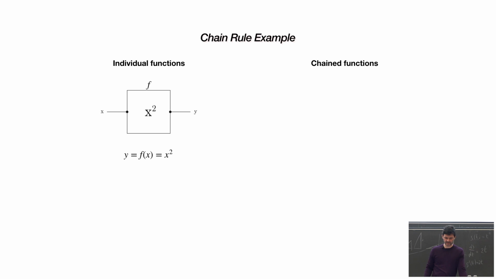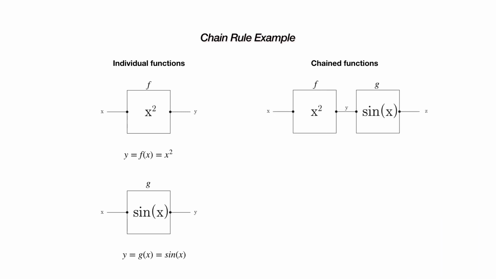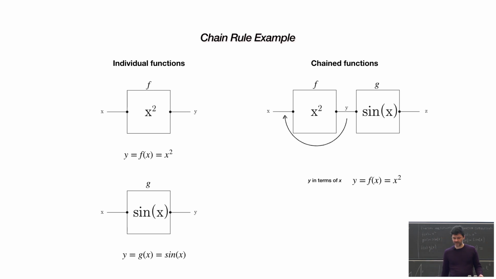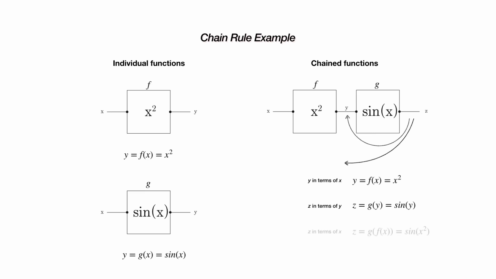So we have one function which is x squared, which is the parabola that I showed you. And we have a sine function, sine of x. And now let's chain them. Now we can describe y in terms of x. For example, y is f of x and it's equal to x squared. You can describe z in terms of y. For example, you see z is g of y, which is sine of y. Or you can then do the whole thing and say z in terms of x, which is z is then equal to g of f of x, or sine of x squared. So we had x squared and sine of x, now we have sine of x squared. This is the chain that we made.